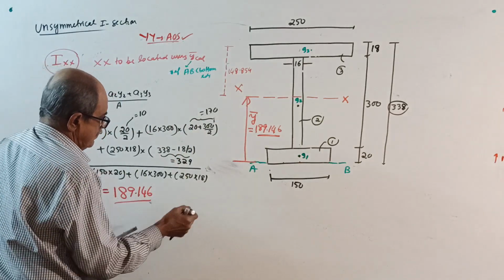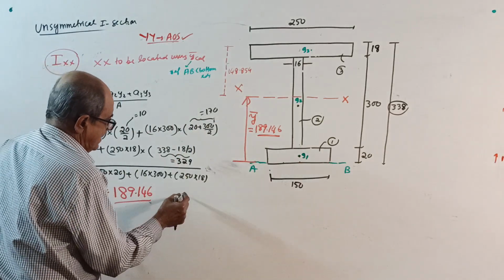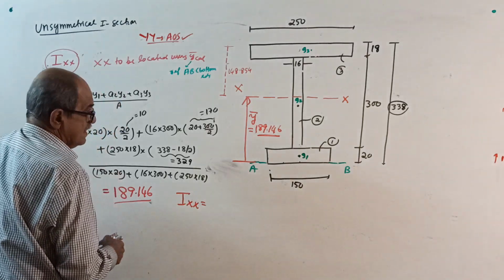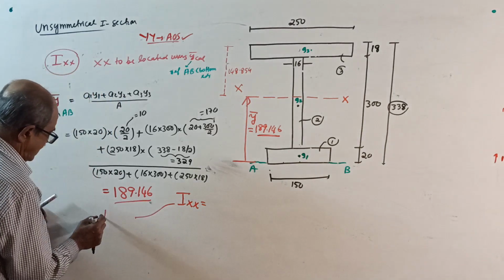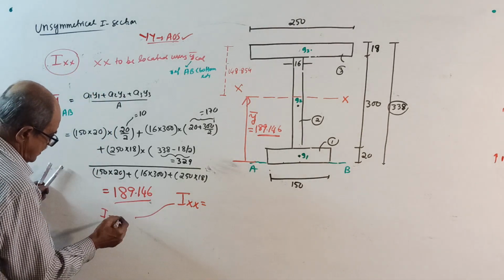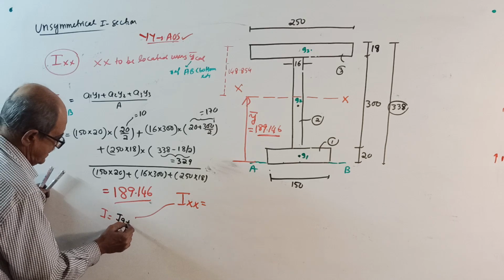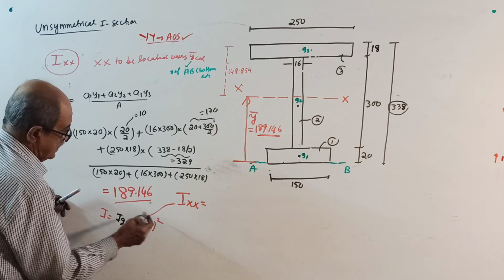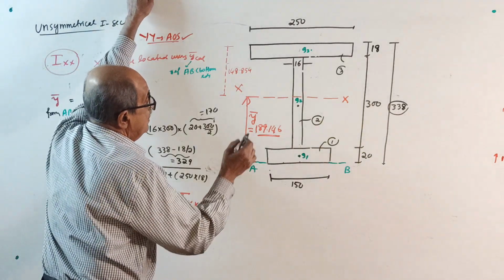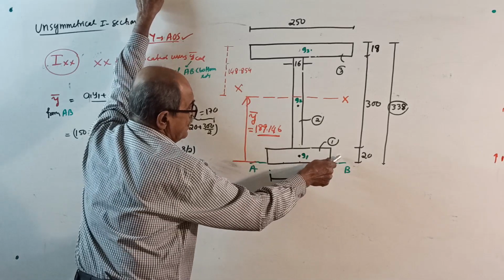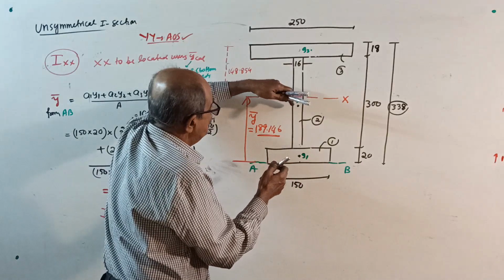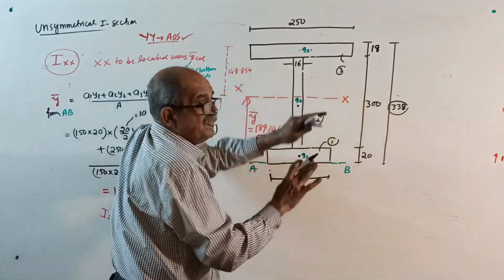Now see, IXX. Fast I will tell. IXX. Again, remember, what is the principle? I equal to IG plus A square, A into H square. Okay, start. IXX, I write here. You don't have to struggle when you do distance square. See, nothing required now.